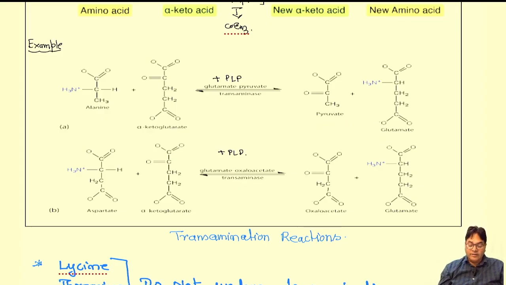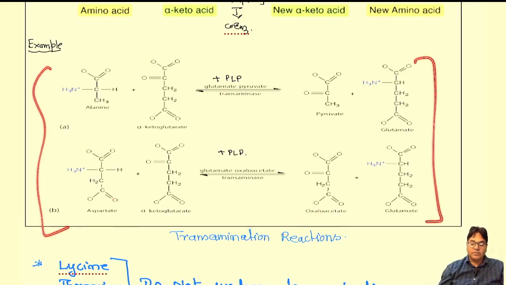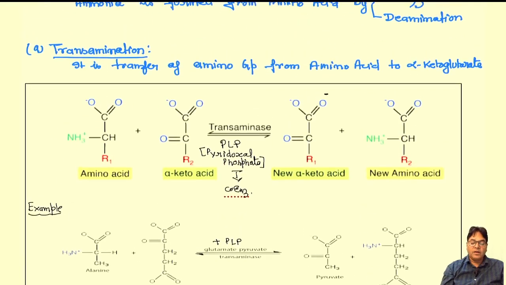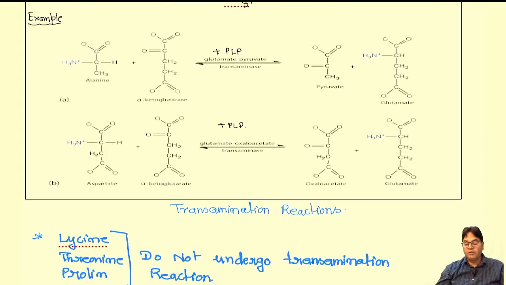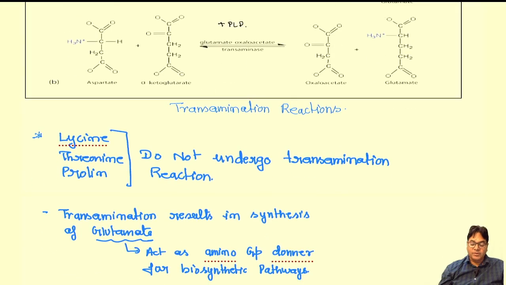Another example is aspartate. Its amino group, when transferred to alpha ketoglutarate, changes the alpha ketoglutarate into glutamate, and this aspartate changes into oxaloacetate. So these conversions are actually examples of transamination. In the transamination, the final product we are watching is glutamate. All right. So these are the transamination reactions.